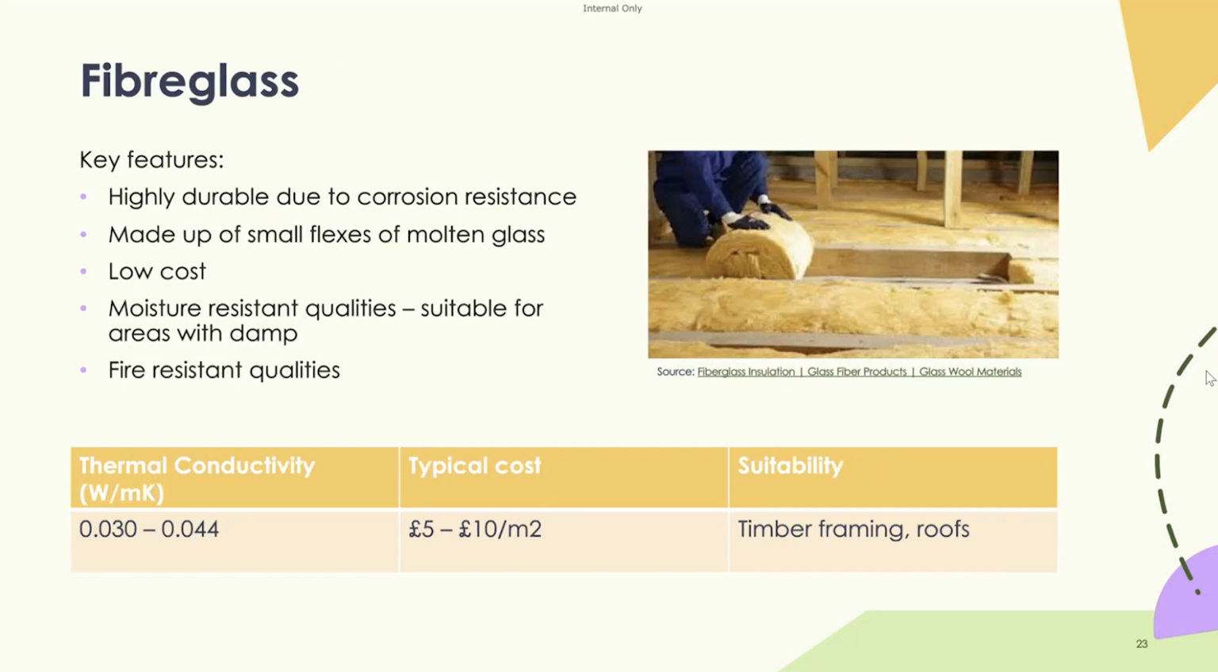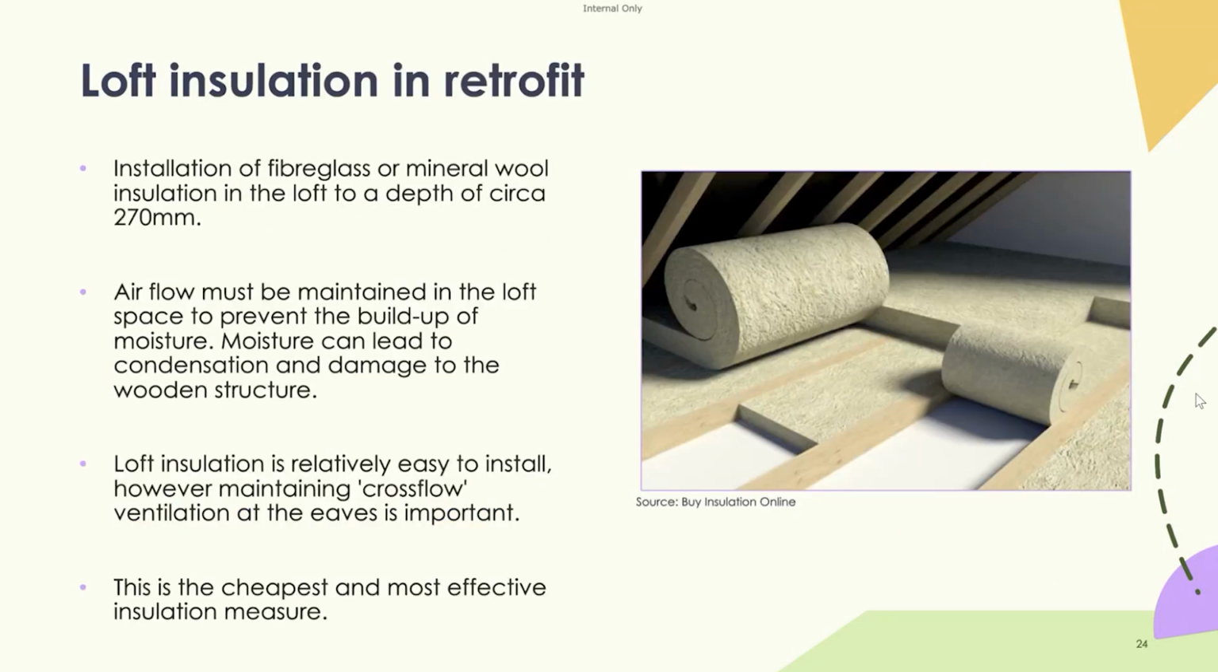And likewise, the alternative is fiberglass. So these are highly durable due to their corrosion resistance, and they're typically made of small flakes of molten glass. Again, similar performance to mineral wool, conductivity of around 0.03 to 0.044, and typical costs are between £5 to £10 per meter squared. So these are the most common materials. As I said, there's not much to add in terms of roof insulation, it's pretty straightforward. But yeah, these products are often the most common, and you can see here an example of what we tend to see in a typical retrofit.